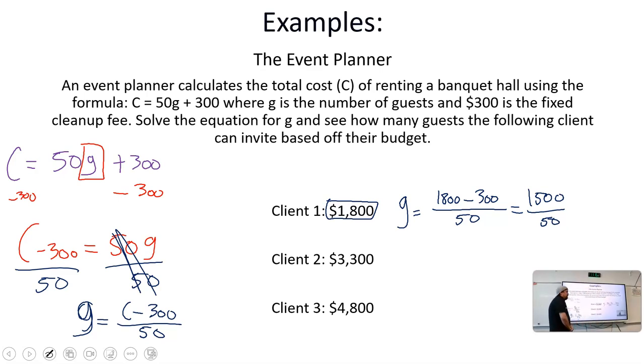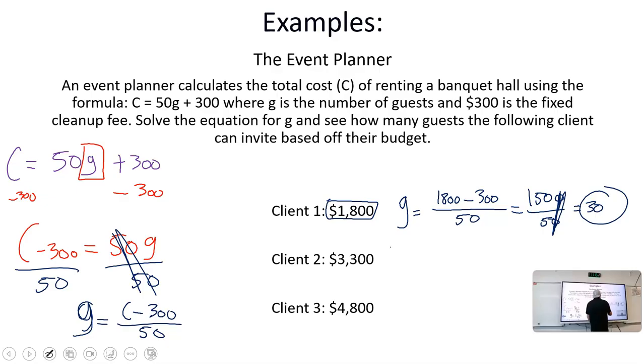And 1,500 divided by 50 is going to be, well, if I'm doing it in my head, I can cancel out the zeros. And 150 divided by 5 is 30. So you could invite 30 guests into this banquet. Use a calculator if you'd like to. There's no big deal with that.